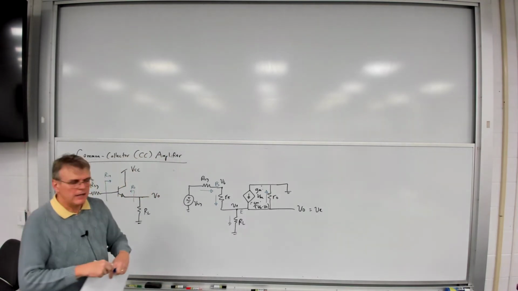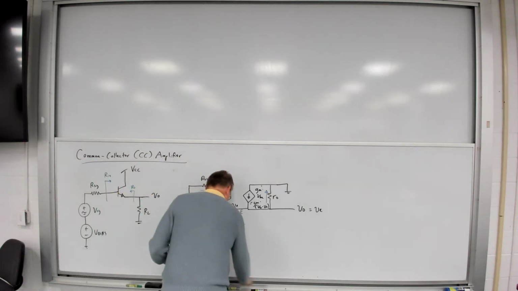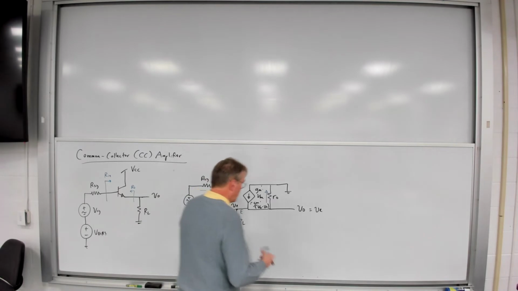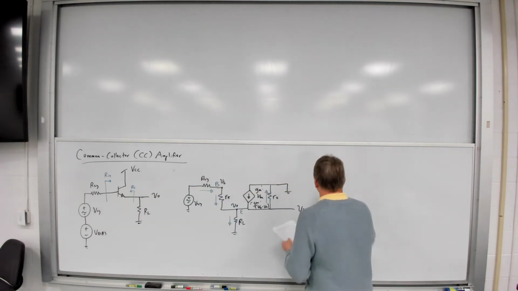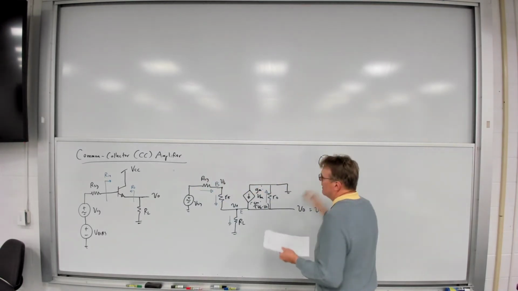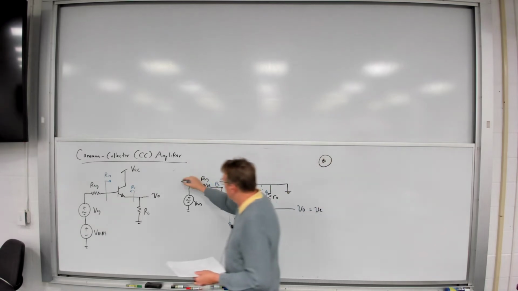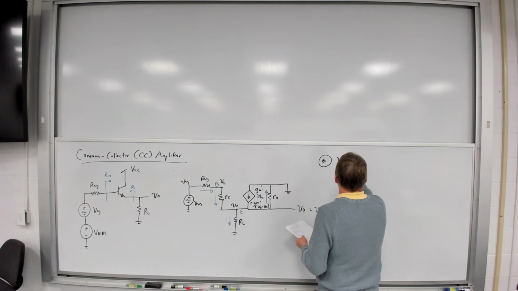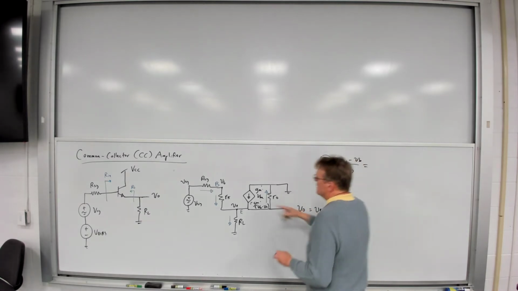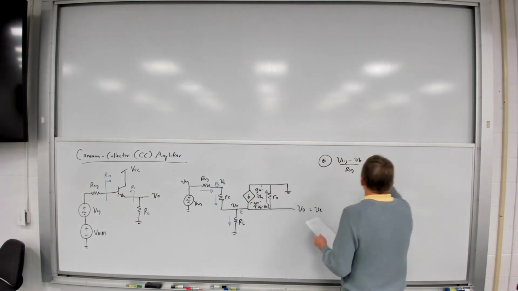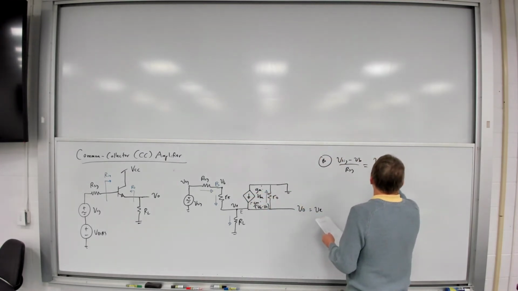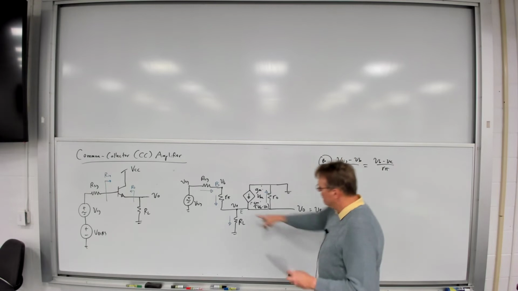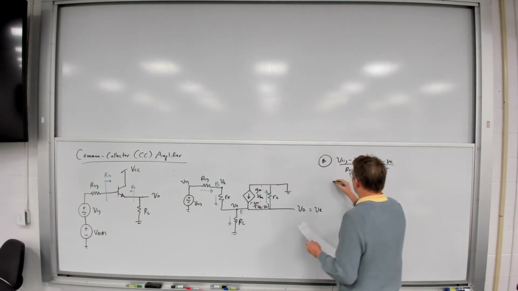And writing my KCL equations, what I'm going to get for my base is that V sig minus VB over R sig is equal to VB minus VE over R pi. For my emitter, VB minus VE over R pi.